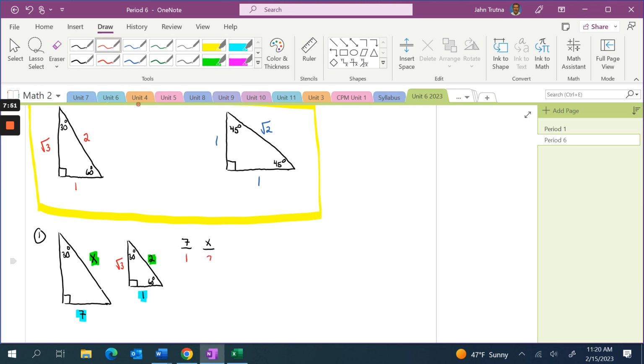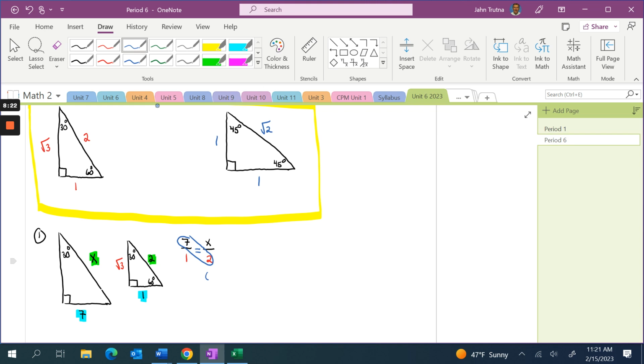Okay, and so after you draw the reference triangle, you're going to create two fractions, always two fractions. And the fractions are going to be created by what corresponds with what, from the given triangle to the reference triangle. Now, after you've created the two fractions, you're going to cross multiply, and you're going to solve to find the missing side, which in this case is X.